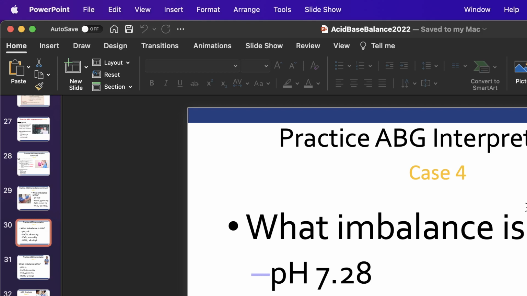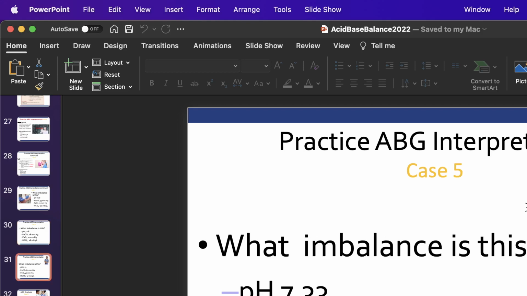Okay, case study number 5. Our pH is 7.33, so what are we going to give it? A, good. PaCO2 is 67. A, agreed. Our PaO2 is 47. Severe. And then bicarb is 37, so what are we going to give that? B. What follows in the same direction as the pH? Respiratory, so it's respiratory acidosis.